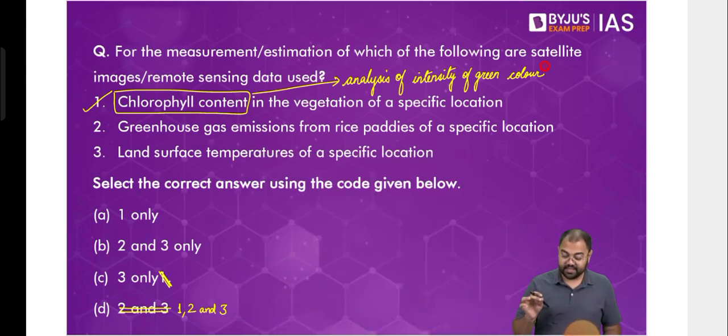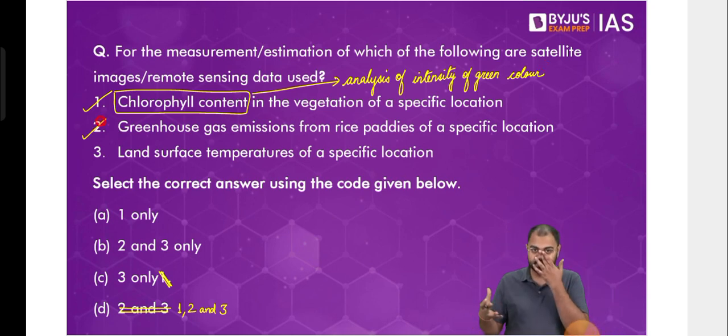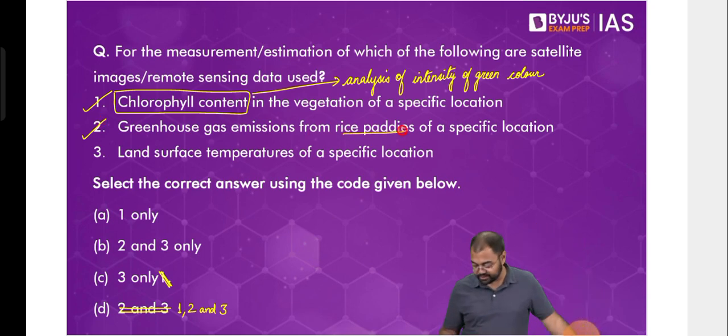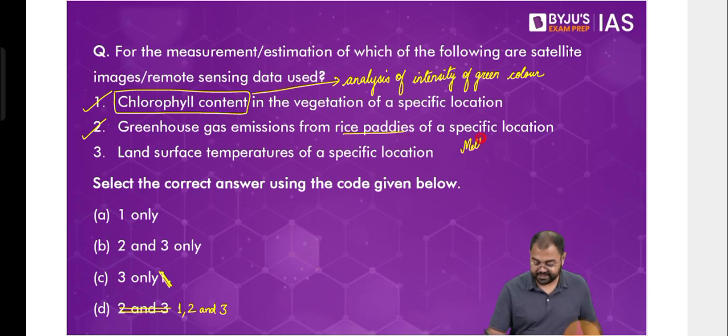So this is correct. Second is greenhouse gas emission from rice paddies of a specific location. Correct. This also is possible because greenhouse gas emission also means that certain wavelengths, infrared rays for example, will be emitted here. So we determine the intensity of that, and that will give us an idea of whether greenhouse gases are emitted. And which kind of greenhouse gas, when we are talking about rice paddies? Methane. Perfect. So we are trying to identify whether methane is being emitted or not, and we can actually find that by analyzing the images that we are getting.